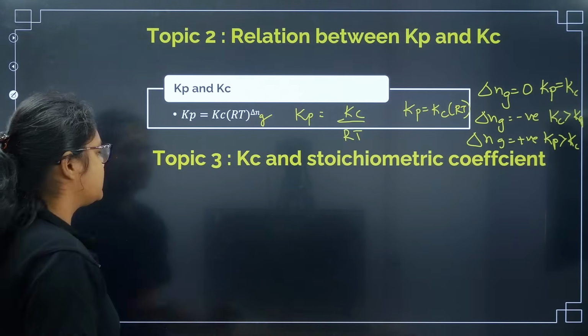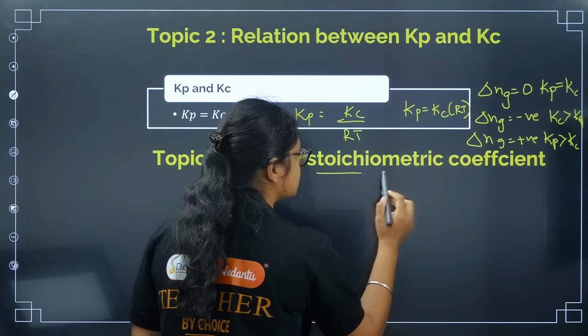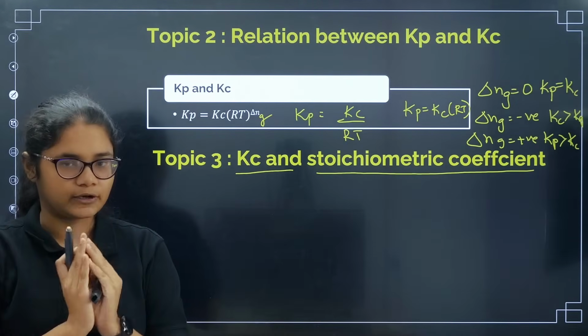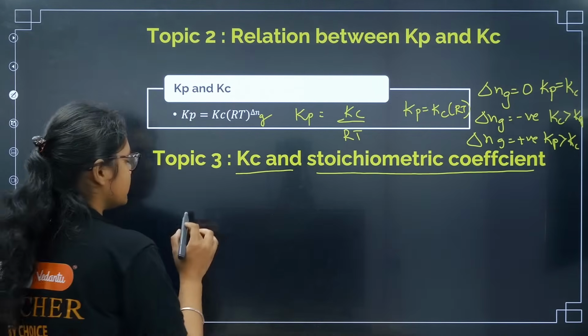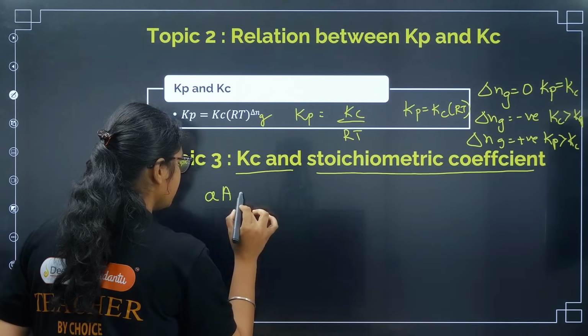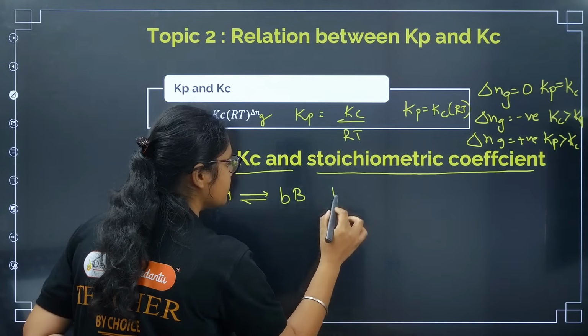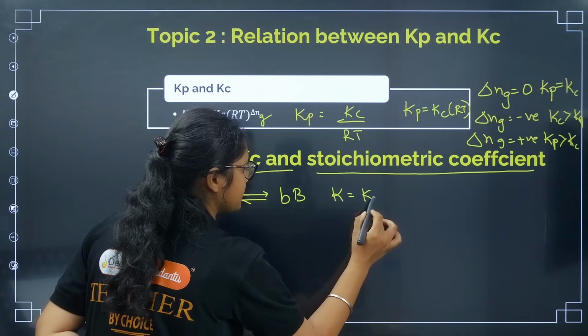Okay. Now, we'll see the extent. This is also very important, Kc and the stoichiometric coefficients. So, there are three operations in Kc that you should remember. For example, you have a reaction aA is in equilibrium with bB, and the equilibrium constant for this one is K1.